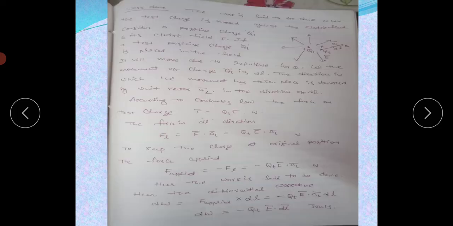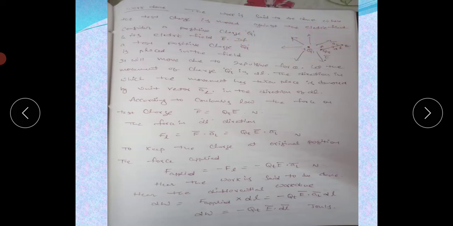So next topic, work done. Generally, work is said to be done when the test charge is moved against the electric field.